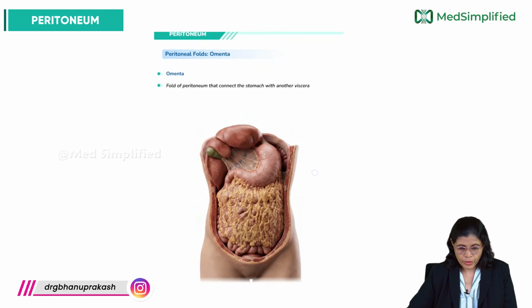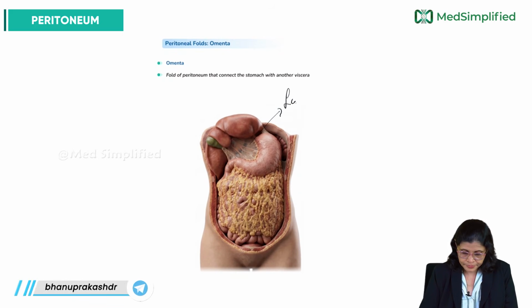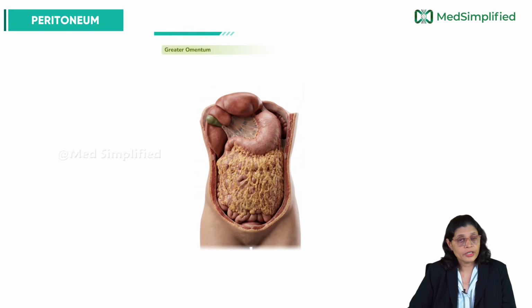When we say omenta, that is the plural form; the singular is omentum. These are the peritoneal folds that connect the stomach with other organs. We have two omenta. One is the lesser omentum, which connects the stomach with the liver, and then we have the greater omentum, which connects the stomach with the transverse colon. So let's study a few important features of the greater omentum.